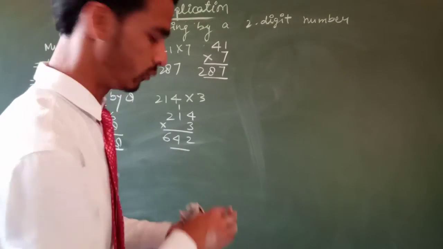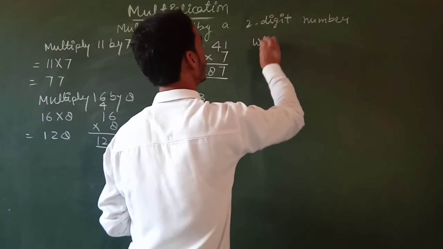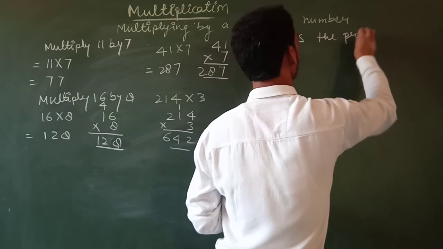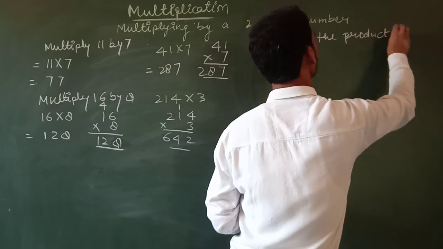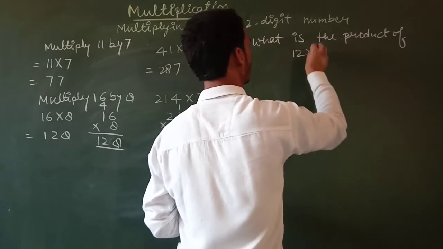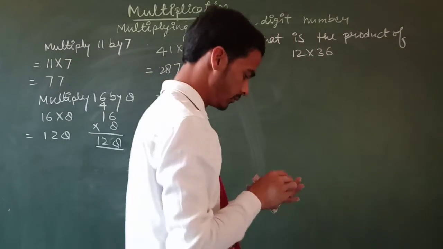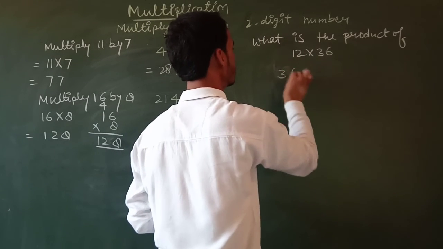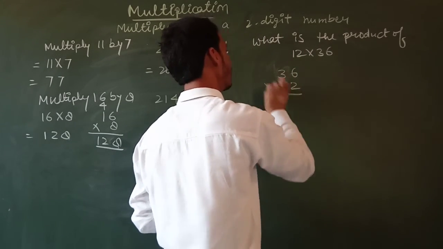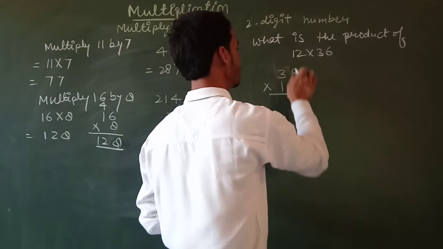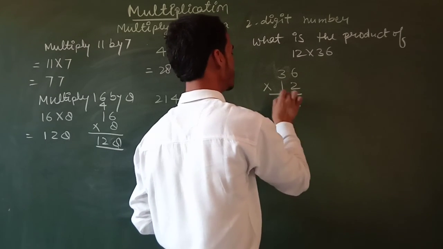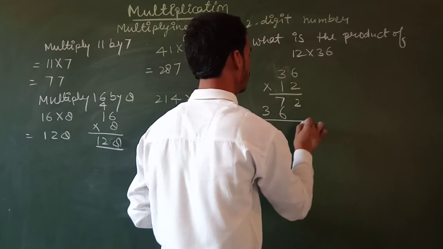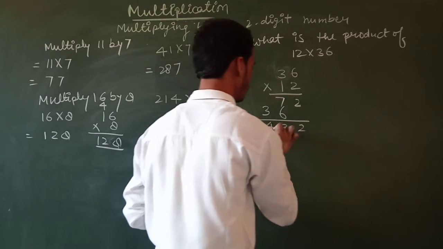Okay, what is the product of 12 and 46? Listen here. Firstly we have to write 46 multiplied by 12. 2 sixes are 12, 1 carry. 2 fours are 8, 8 and 1 are 9. Then 1 six is 6 and 1 four is 4, that is 552.